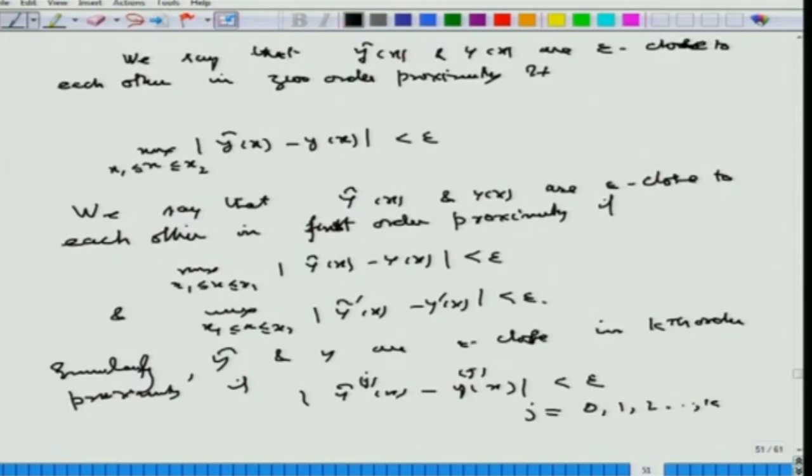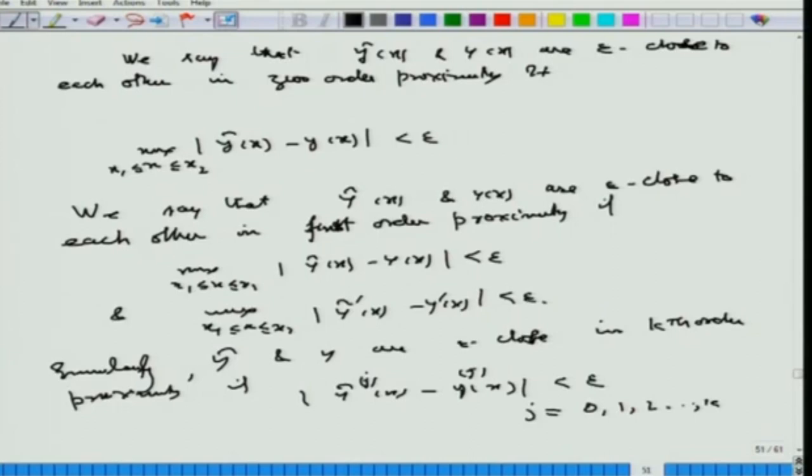Now, we say that y tilde and y x are epsilon close to each other in first order proximity if not only the difference between the ordinates of y, but also the difference between the ordinates of the derivatives are epsilon close for all values of x. So, that is what is stated here, the maximum over x 1 less than or equal to x less than or equal to x 2 of the absolute value of the difference of ordinates at x is less than epsilon. Similarly, the absolute value of the difference between the ordinates of y prime, and the maximum of these quantities over the interval x, is less than epsilon.